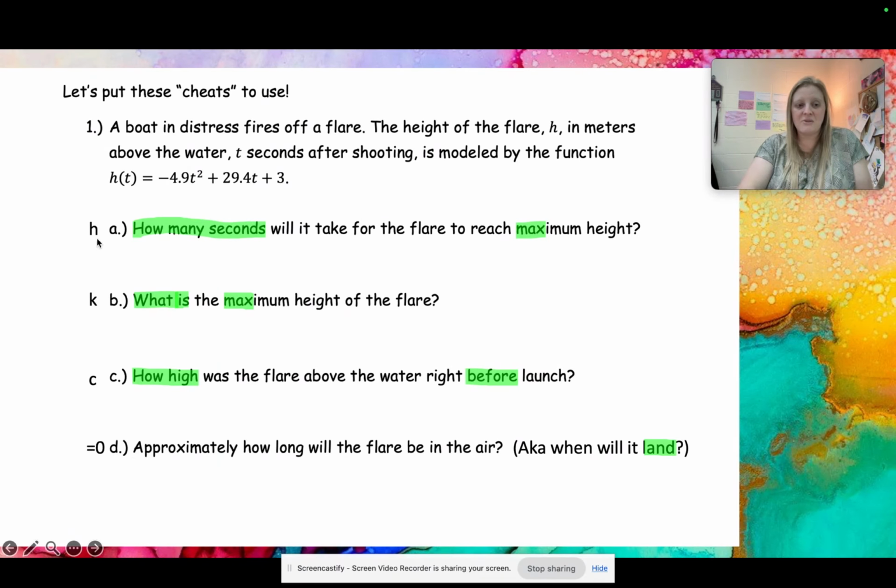So now that we've identified what each question is asking for, we're just going to go get them. All right, so I'm going to set up my H formula, negative b over 2a. Simplify a little bit, and I'm going to get 3 seconds.